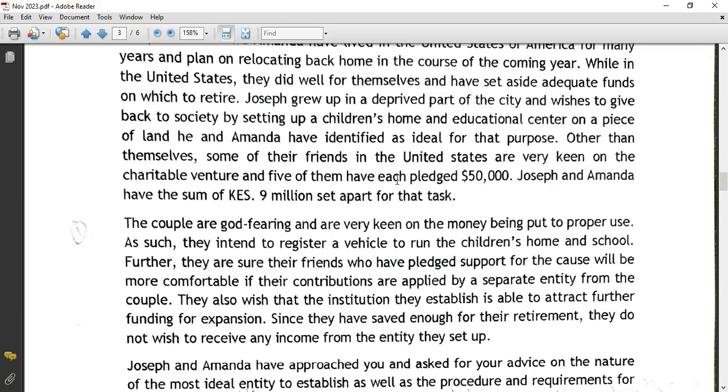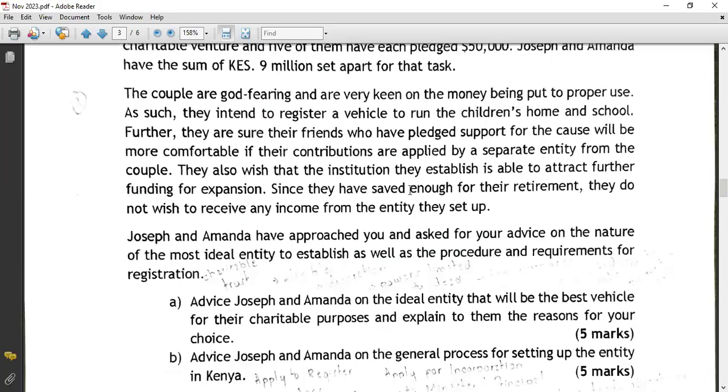purpose. Other than themselves, friends and five of them have each pledged $50,000. Joseph and Amanda have a sum of 9 million set apart for that task. The couple are God-fearing and are very keen on money being put to proper use. As such, they intend to register a vehicle to run the children's home and the school. Further, they are sure that their friends who have pledged support for that cause will be more comfortable if their contributions are applied by a separate entity from the couple. They also wish that the institution they establish is able to attract further funding for expansion.